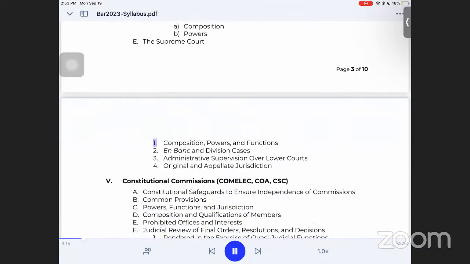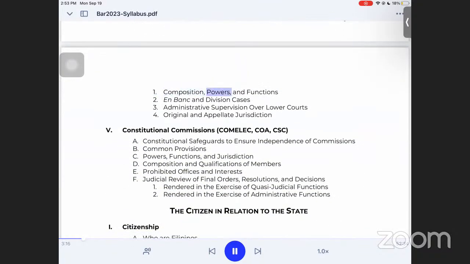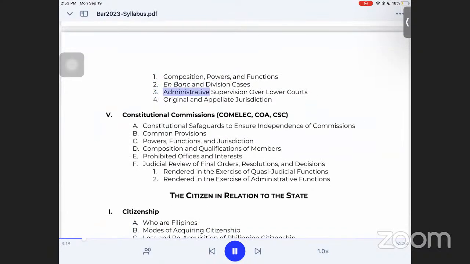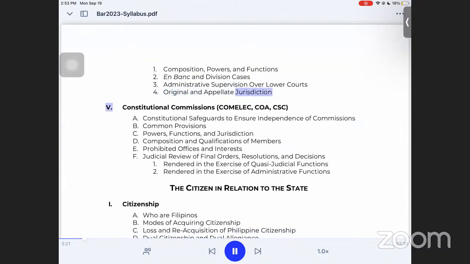E. The Supreme Court. 1. Composition, powers, and functions. 2. En banc and division cases. 3. Administrative supervision over lower courts. 4. Original and appellate jurisdiction.